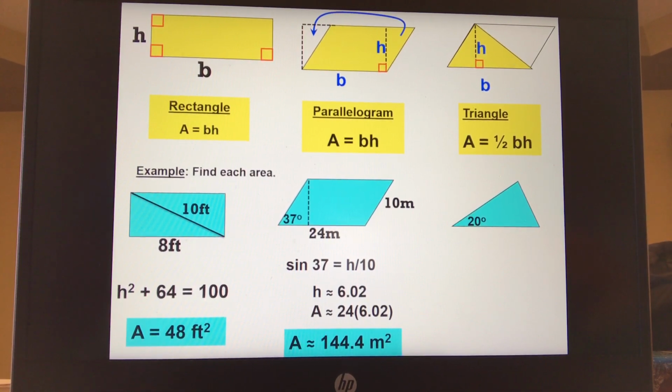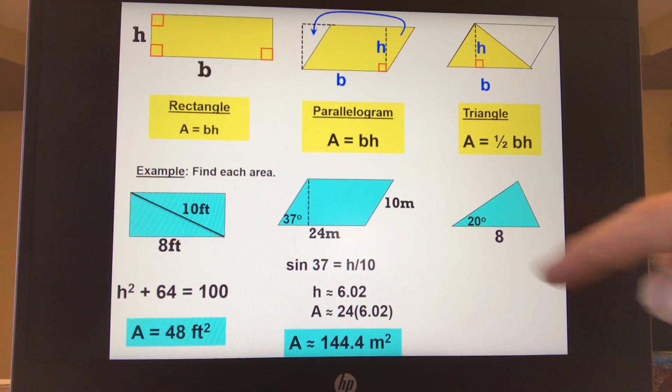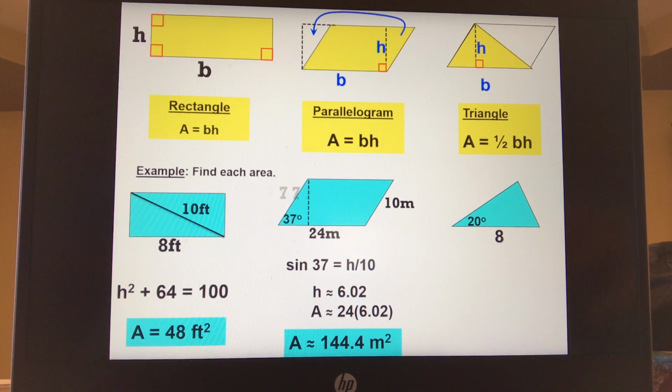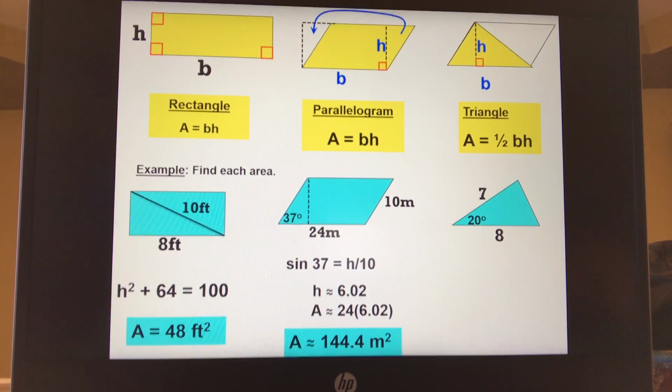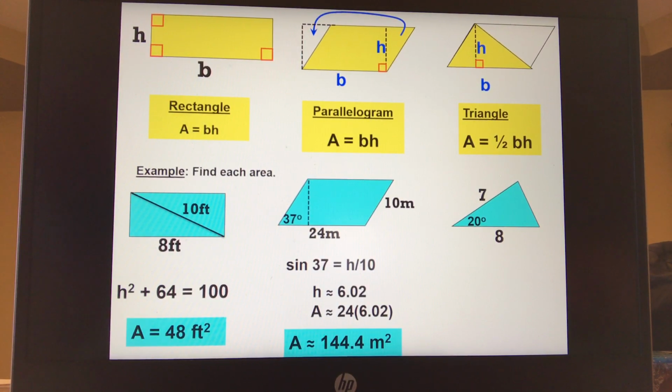And an example that goes with it here. Got a 20-degree angle, got an 8 on the bottom, 7 on this top side here. I think that's it. Give that one a try. Give it a pause and a try on that one.